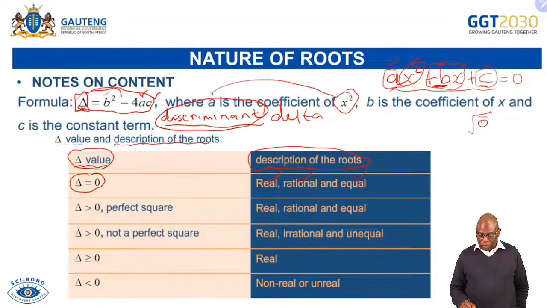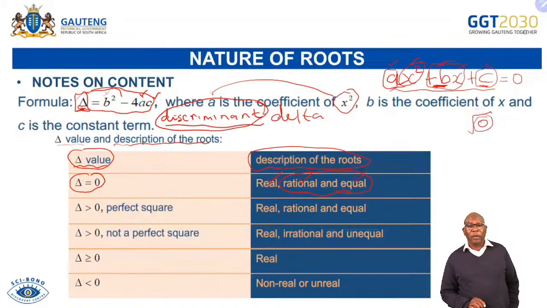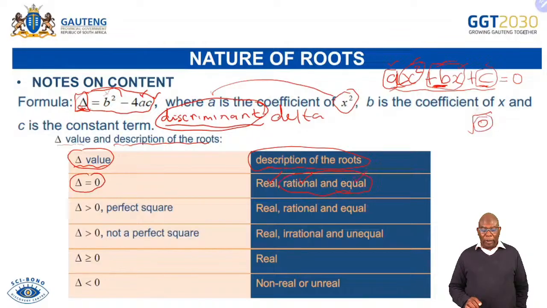So the type of roots that I'll get when the delta is 0 will be real, rational, and equal. If you work out a sum, you find that the two answers that you are getting are the same. Therefore, it means that the roots are real and rational, and they're also equal. The most important part here is the rational and equal, because in the nature of the roots, we're dealing with real and unreal roots.